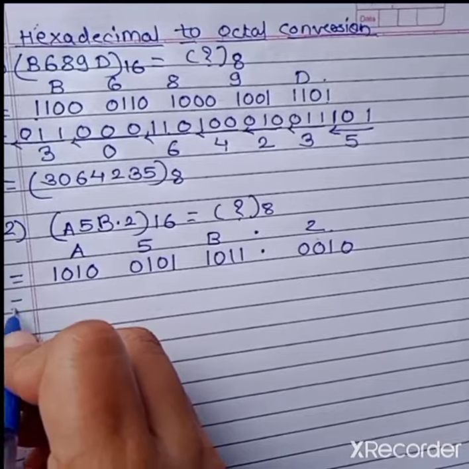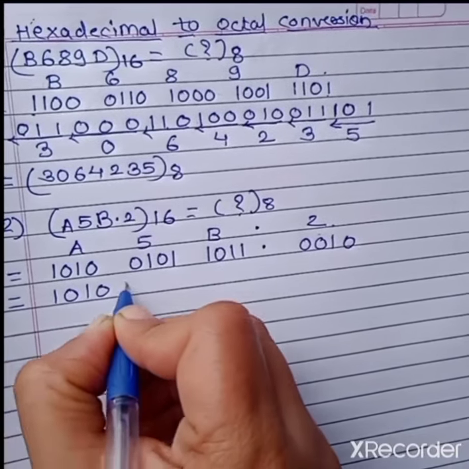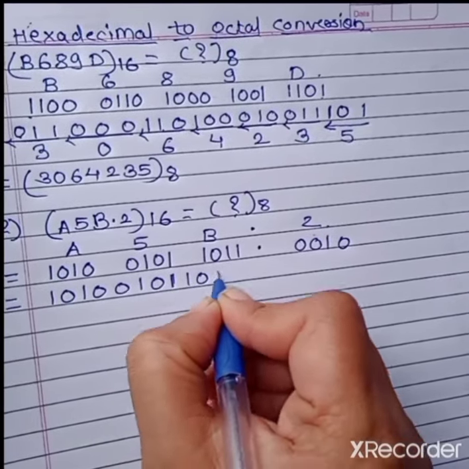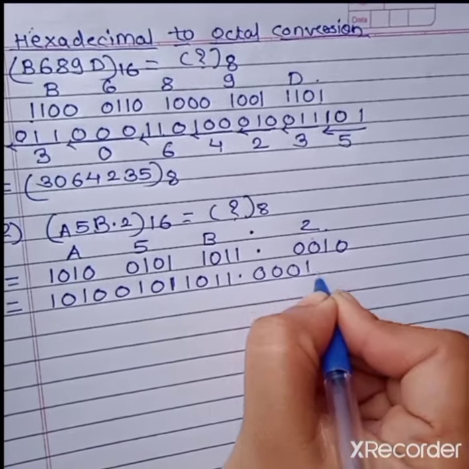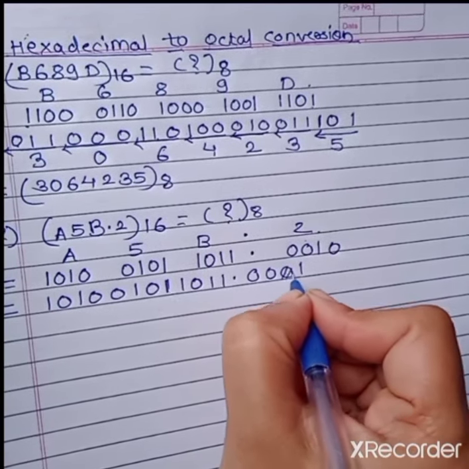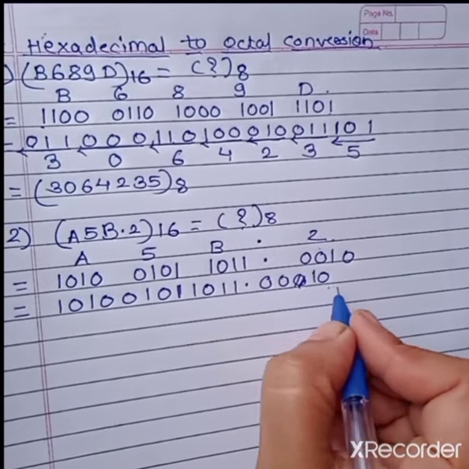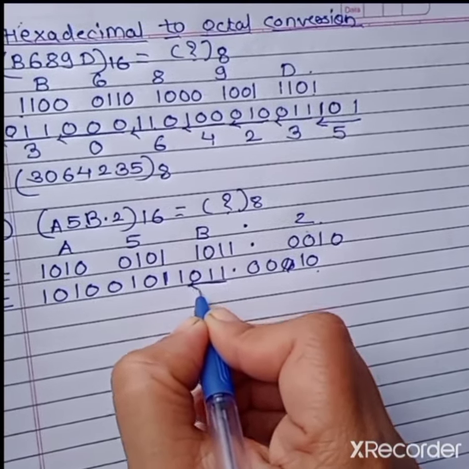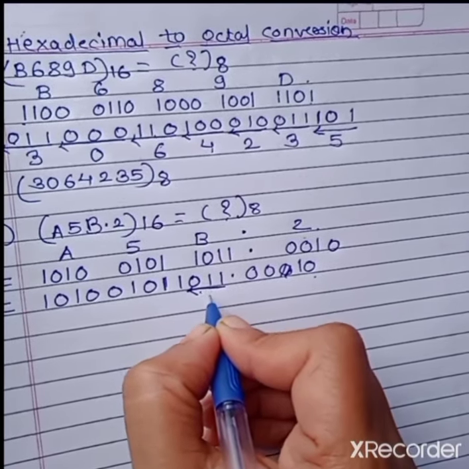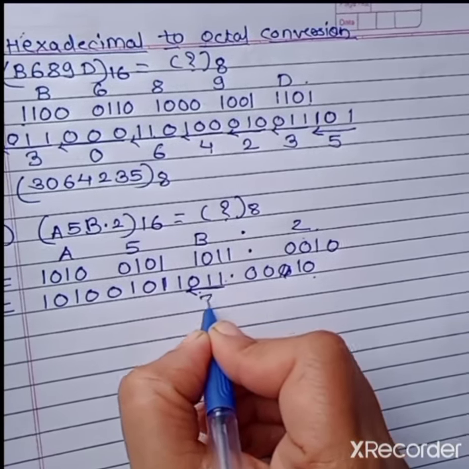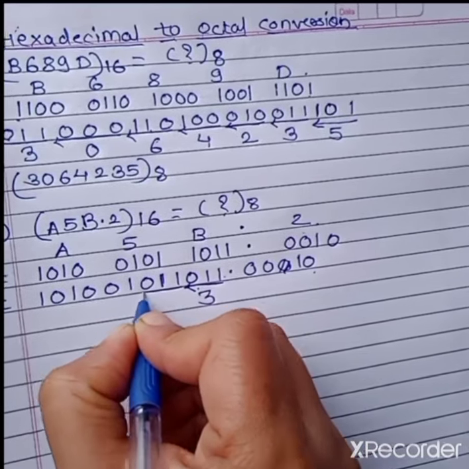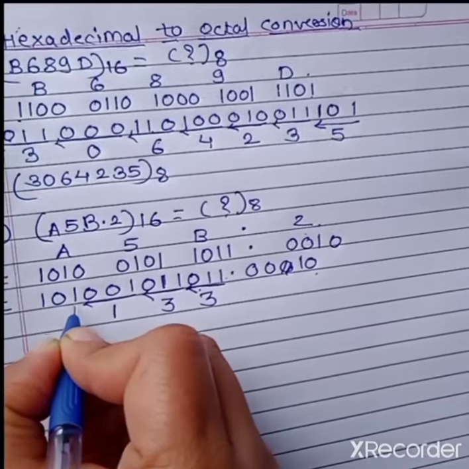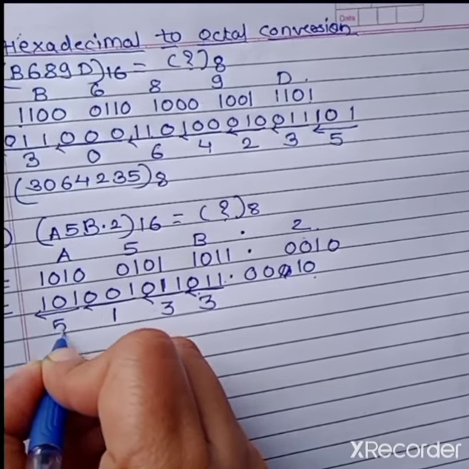Now write down the series by combining all bits together. Sorry, this 0 is not here. 0010. Now start making groups of 3-bit binary from right to left. This is the first group, 011 means 3. Now again 011 means 3. Then 001 means 1, and 101 is 5.